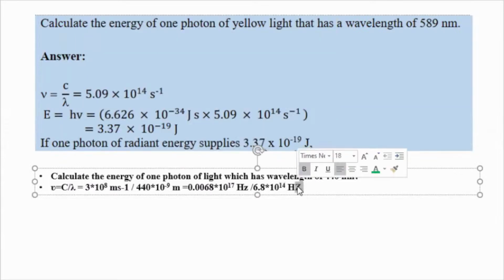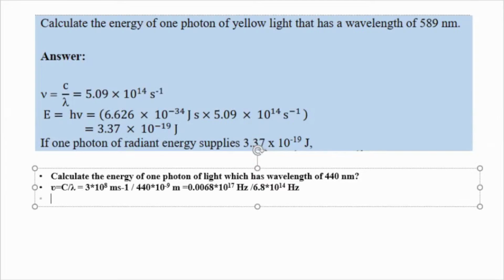C is a constant. C is the speed of light, the value is always 3 into 10 to the power 8. Sorry, I didn't give it to you. It is a constant. In the exams, the speed of light will be given.